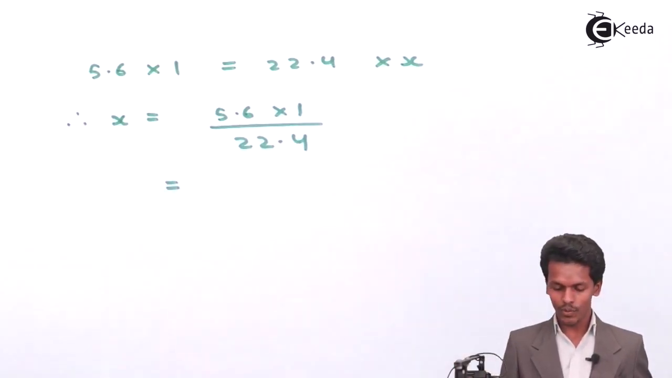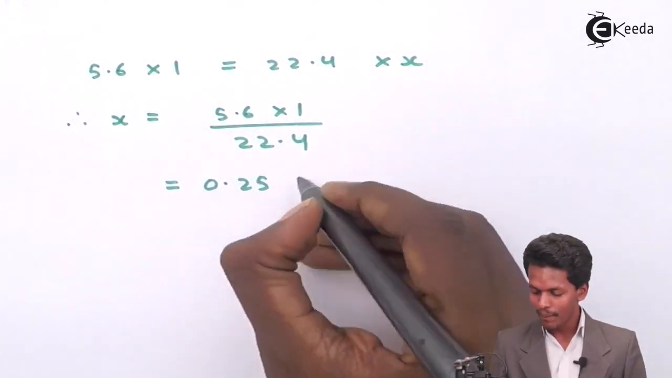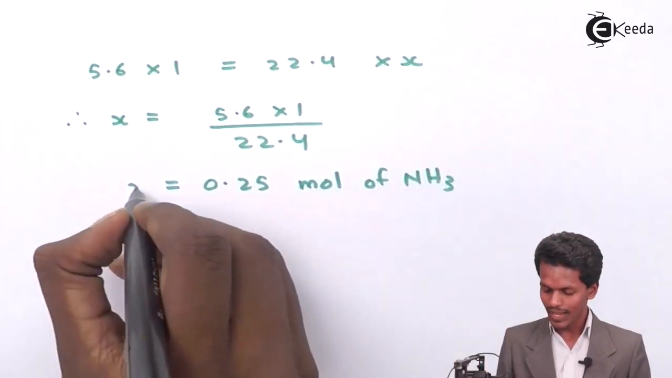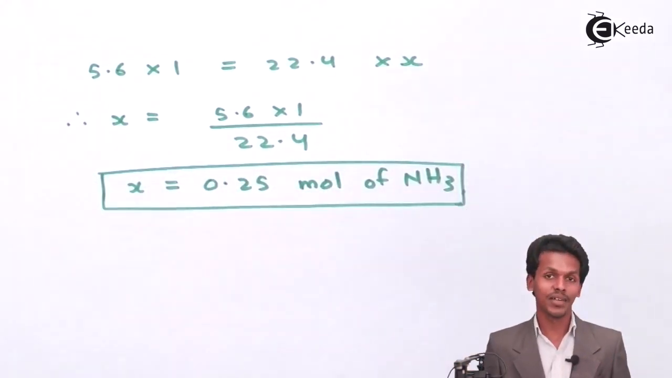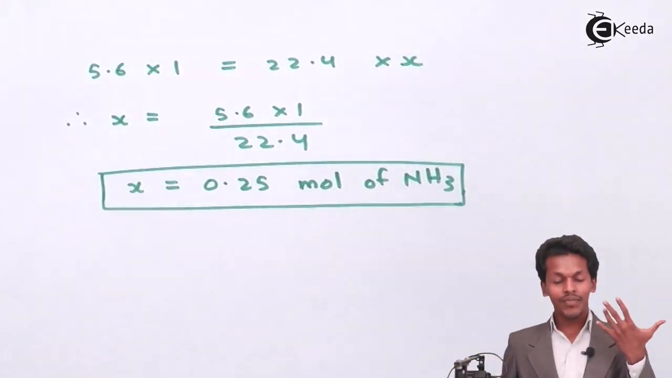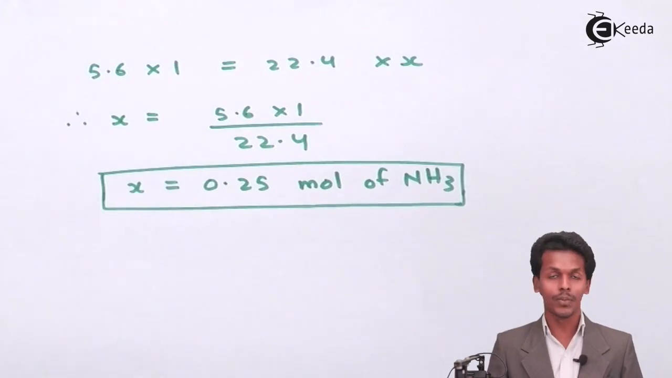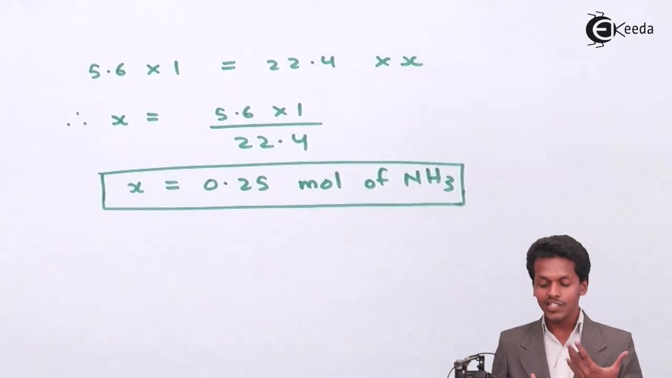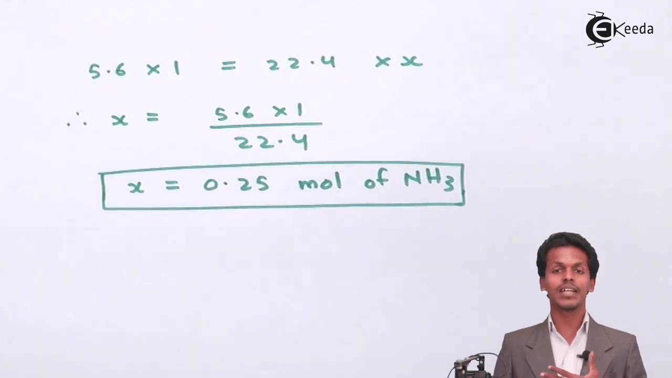So let us see what answer we get. We have got 0.25 mole of ammonia. So x is nothing but 0.25 mole of ammonia. That means, if 22.4 dm cube is 1 mole of ammonia, then 5.6 dm cube of ammonia is nothing but 0.25 moles of ammonia. So the first data we have calculated in a very easy way.